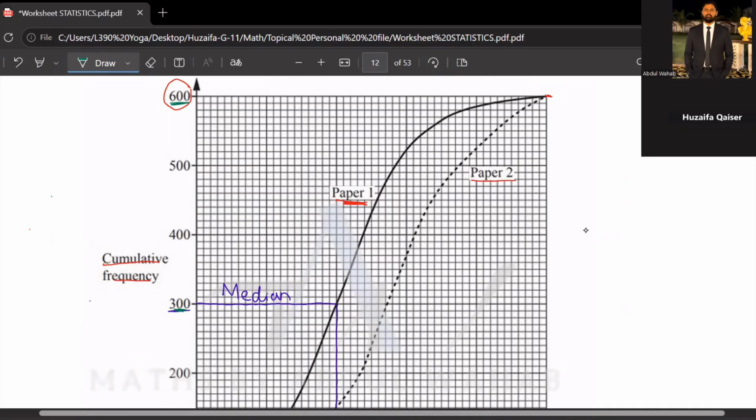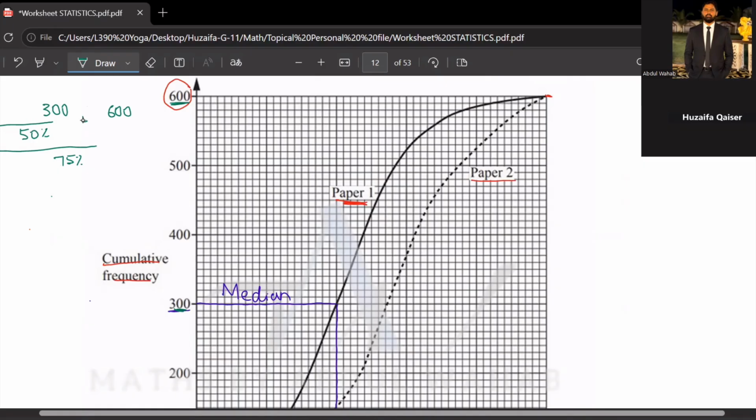Can you tell me? It must be 450. Why are you taking a value between 600 and 300? Because this is 0, this is 300 for the median, and this is 600. For the upper quartile, yes, upper quartile means the 75%. This is the 50% value, and for the 75% it must be in between 300 and 600.